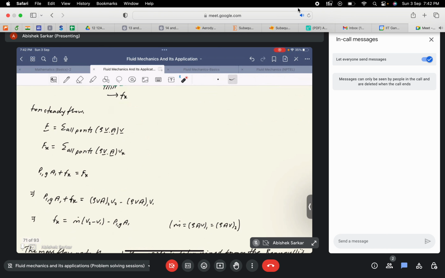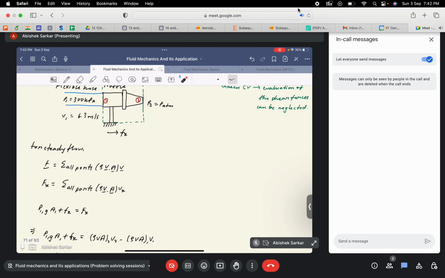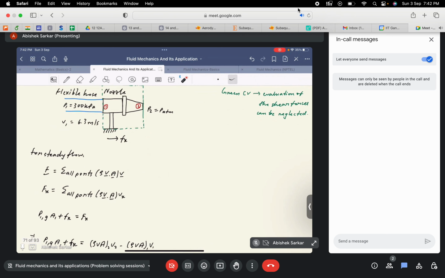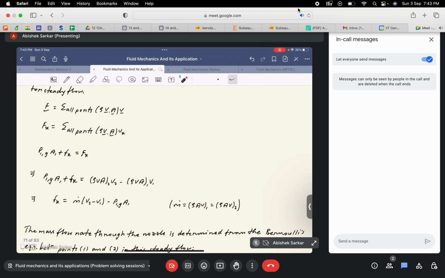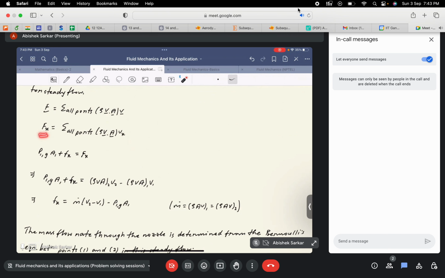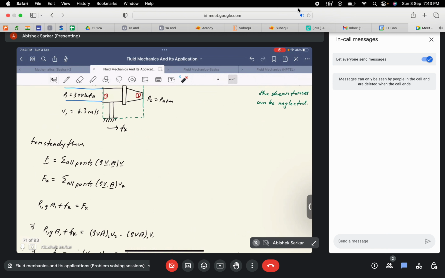So the Fx, the net forces that act on the control volume, what are they? One force is the reaction force that is because of this hose or nozzle being connected to a sturdy surface, so there will be a reaction force. So Fx we need to consider, and then there is a force due to pressure, the incoming force due to pressure because of the incoming fluid at the inlet. So this Fx would be equal to P1G A1. P1G basically denotes the gauge pressure, and A1 is the area at the inlet. So this is the area.